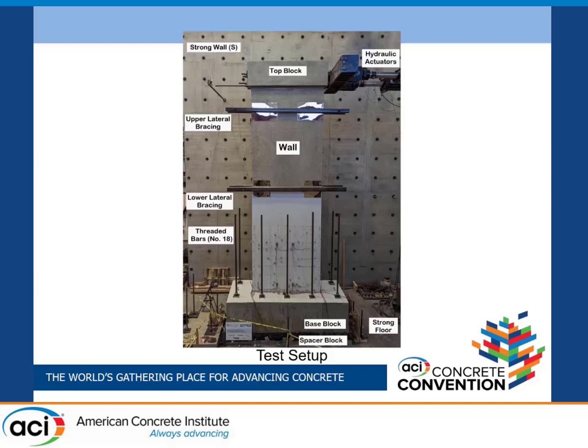The wall at the footing is connected to the strong floor with the help of 10 pre-tensioned threaded bars. The wall will be prevented from out-of-plane deformation with the help of bracings at the upper and lower levels. The loading on the wall will be applied through the top block using hydraulic actuators, and the displacement at the top will be recorded with the help of string potentiometers.